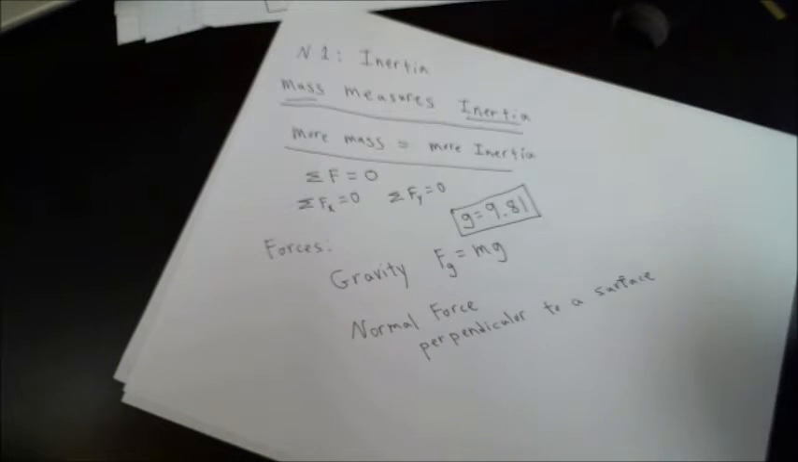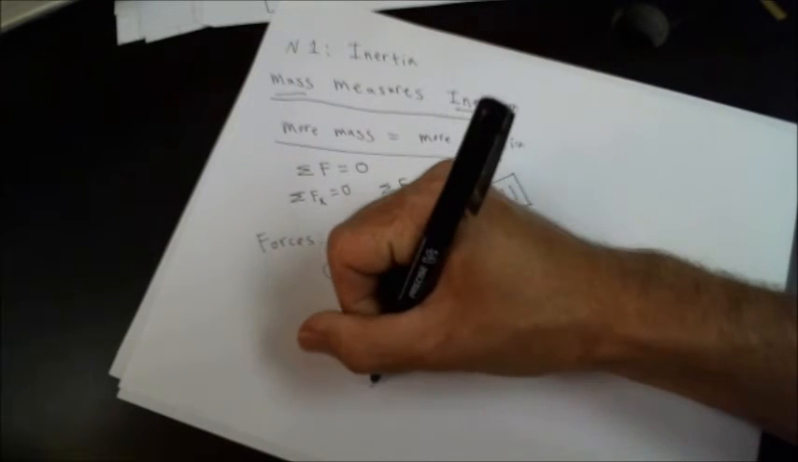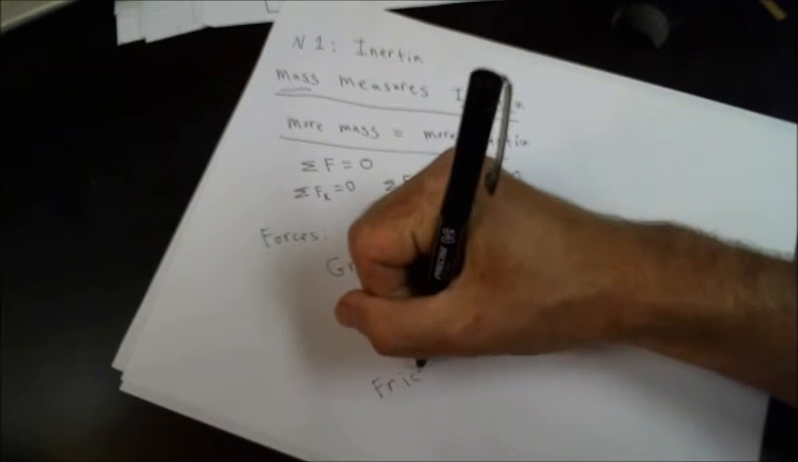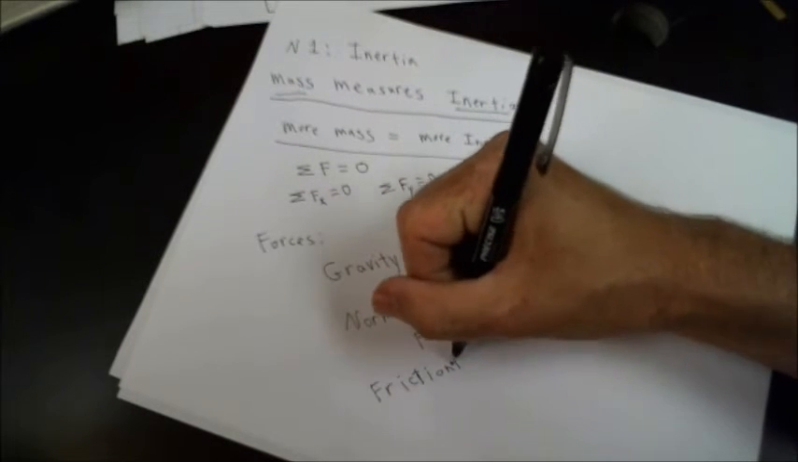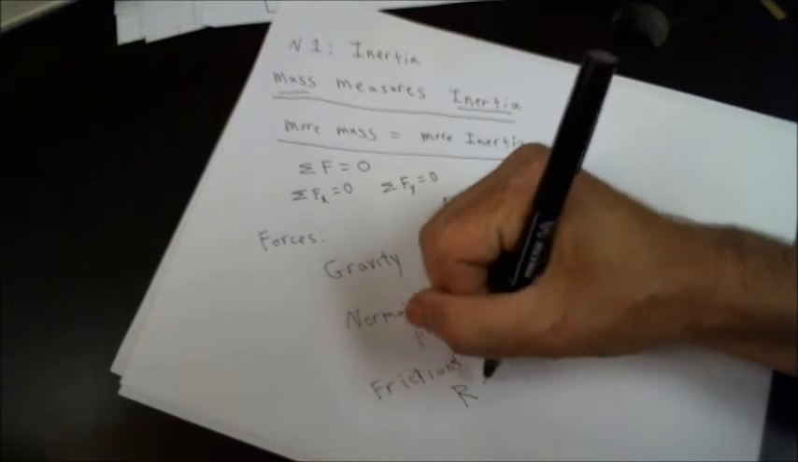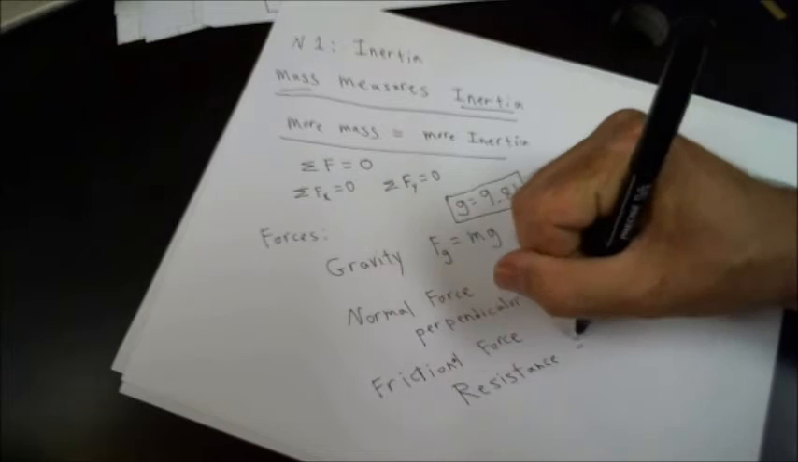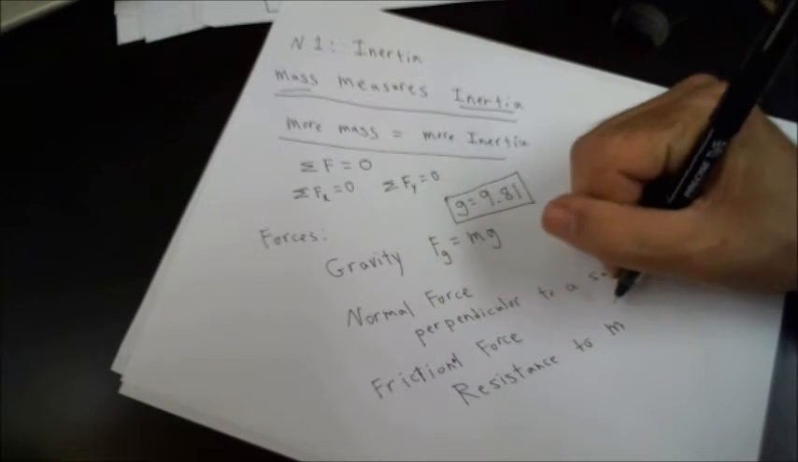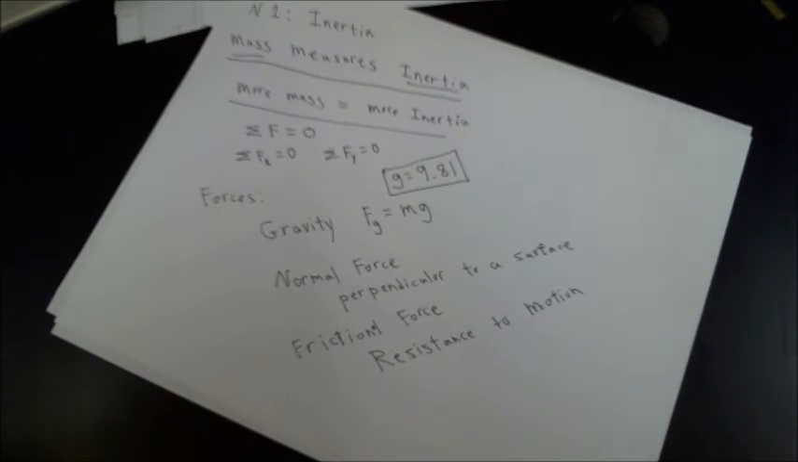There is no equation for it. It's usually based on the other forces being applied to the surface. All right, the other one we're going to talk about today is a frictional force. The frictional force is nothing more than a resistance to motion. Frictional force is nothing more than a force resistant to motion.